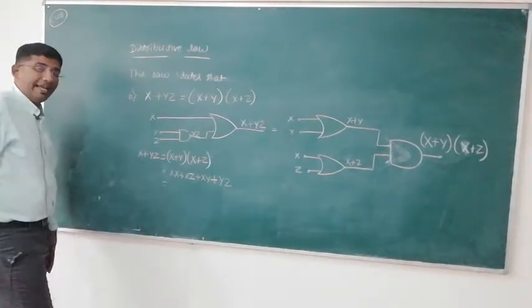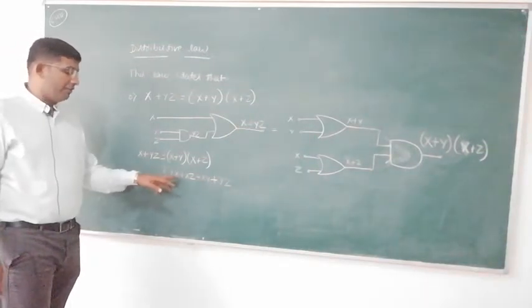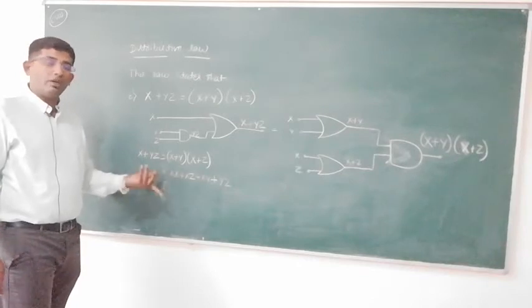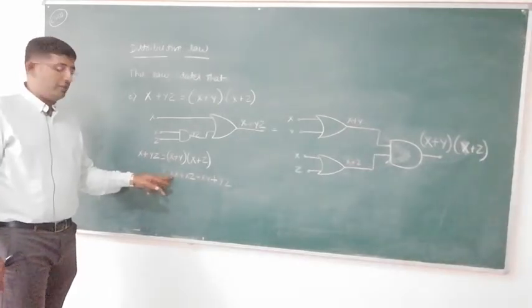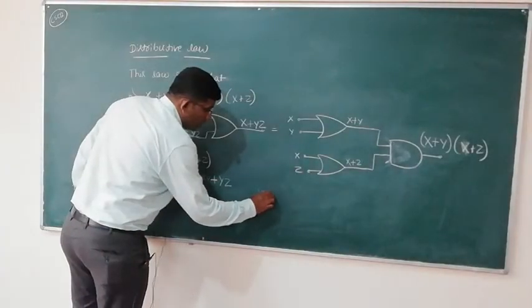As we know, x dot x always yields x itself, irrespective of the value of x. If the x value is 0, 0 multiplied by 0 gives 0. If the x value is 1, 1 into 1 is 1. That is, xx is equal to x.